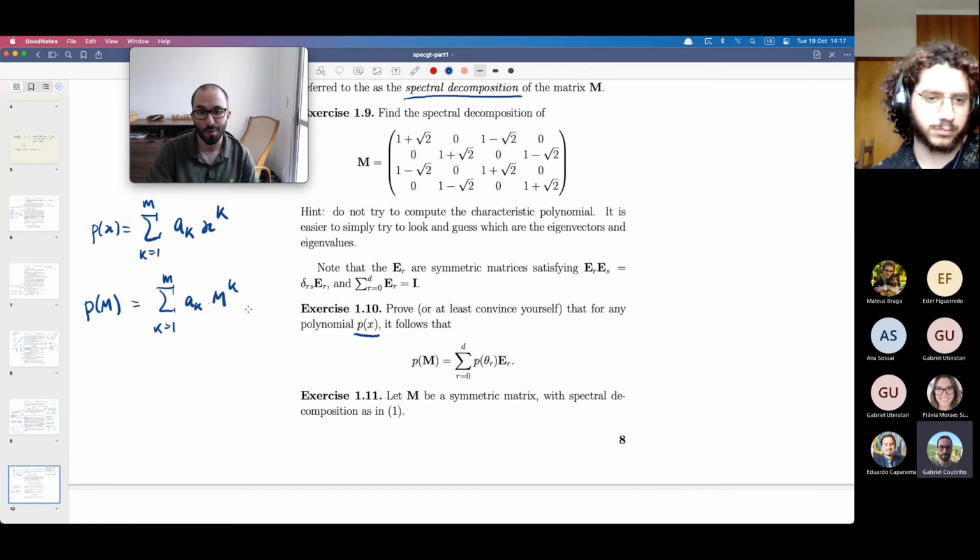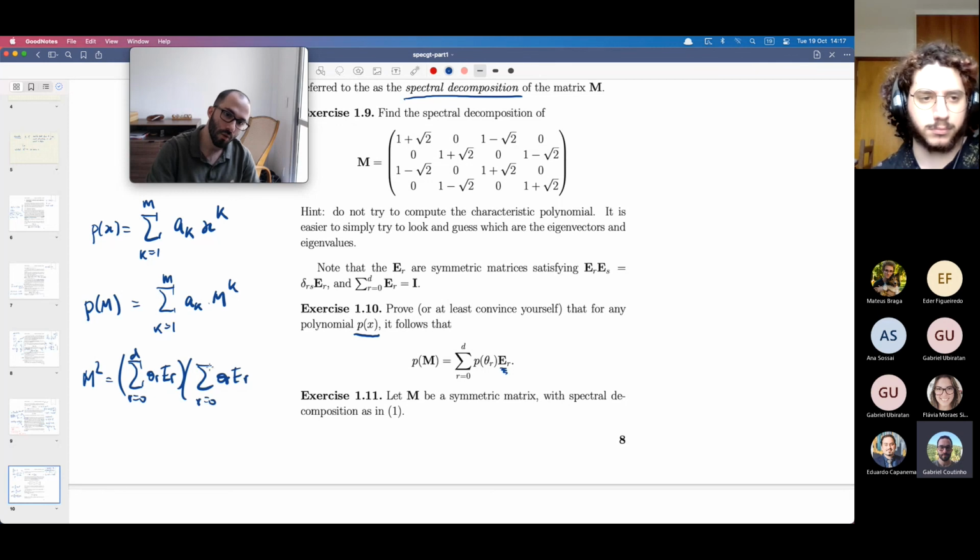So why is it true that if I apply the polynomial to the matrix M, I get the spectral decomposition with the same projections onto eigenspaces, but the polynomial applied to the eigenvalues? Well, it's not difficult to convince yourself that this is true if you simply look at M squared. M squared is the sum of theta r squared E_r, from r equals 0 to d.